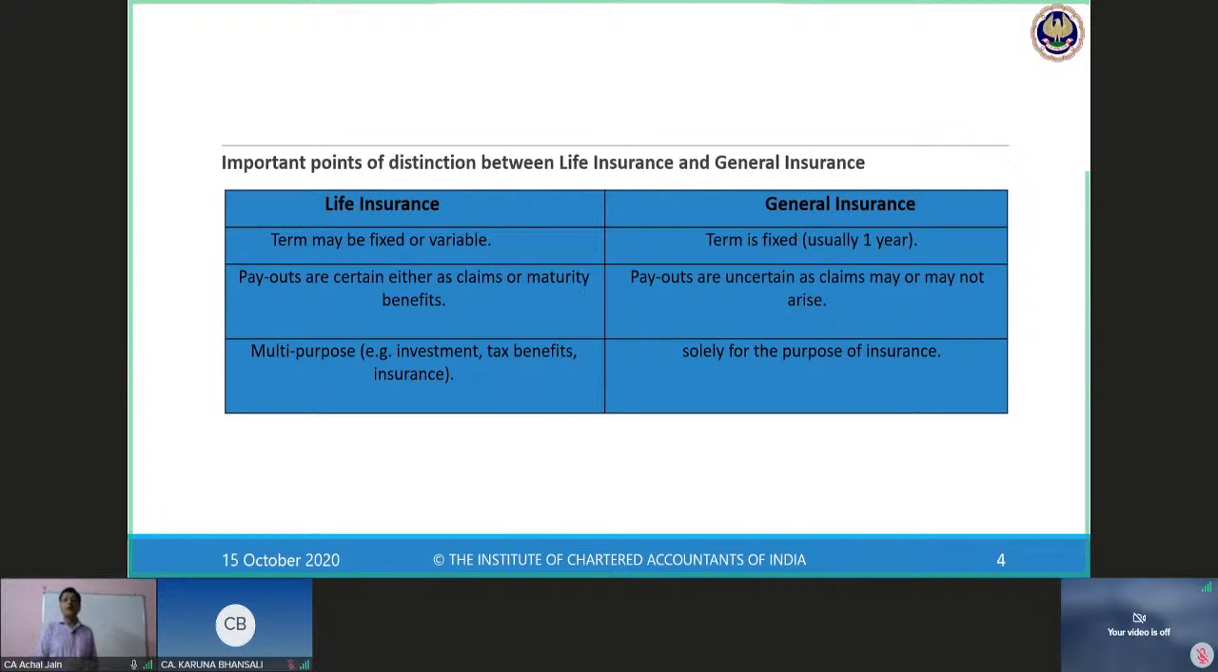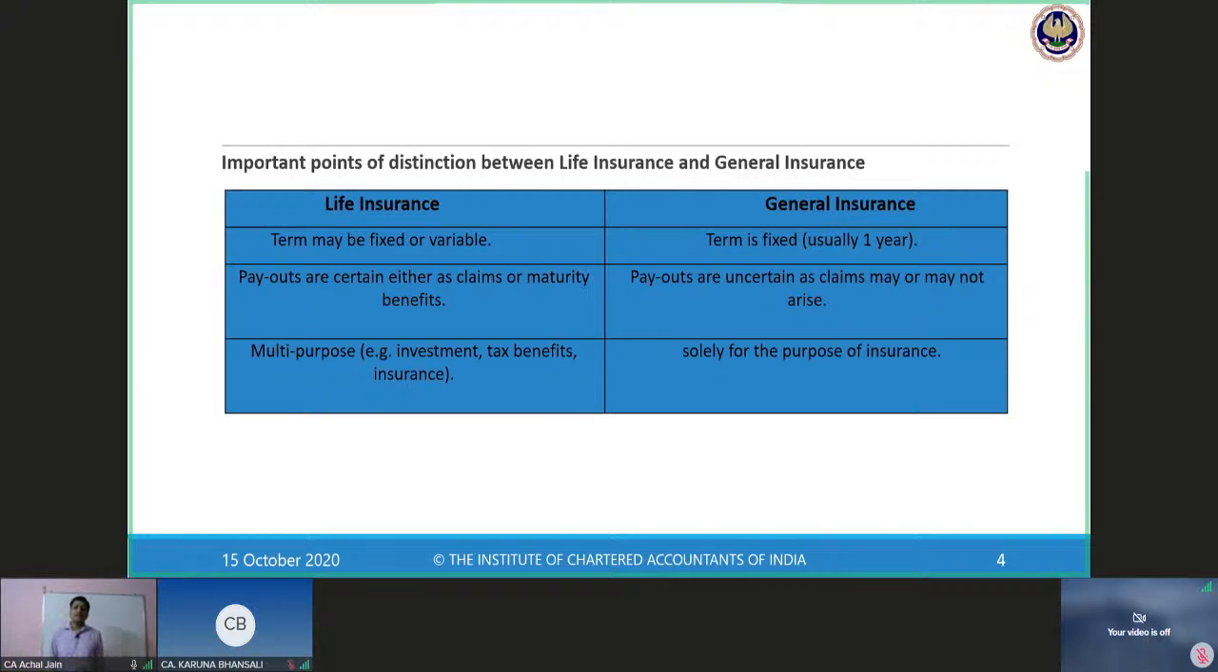So if we pay the premium to the insurance company for the insurance of the car, does it mean that at the end of 1 year, the insurance company will pay some claim to me? No. They will pay the claim amount only if there is a loss to the car. Otherwise not. That's why in general insurance, payouts are uncertain as claims may or may not arise.